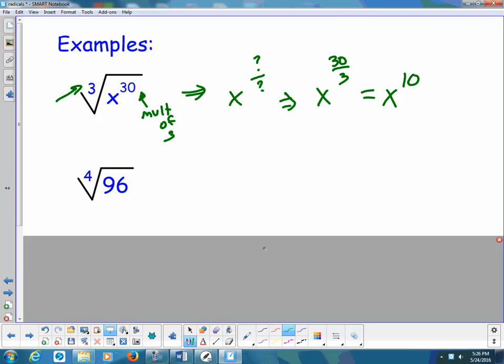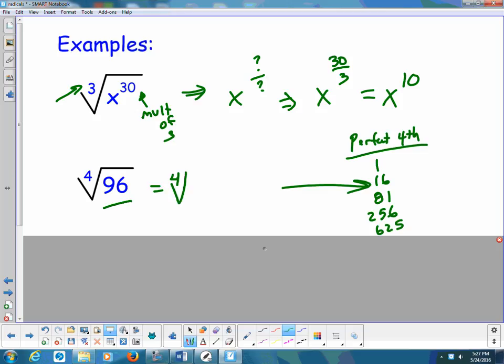What if I want to simplify 4th root of 96? Well, check back on your list of perfect fourths. Is 96 in that list? Well, let's look. I'm just going to remind you of some of the perfect fourths. 1, 16, 81, 256, 625, and so on. So do any of these numbers divide into 96? Well, only 16, so I can rewrite this as 4th root of 16 times 6.